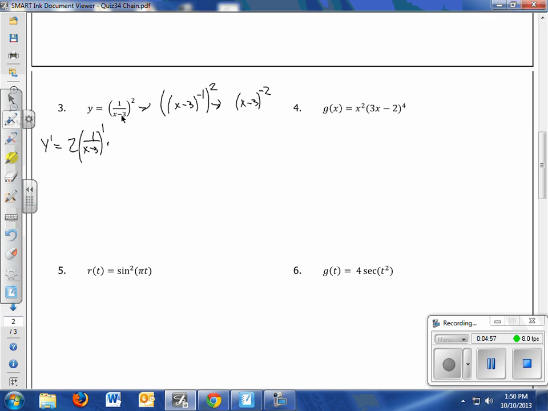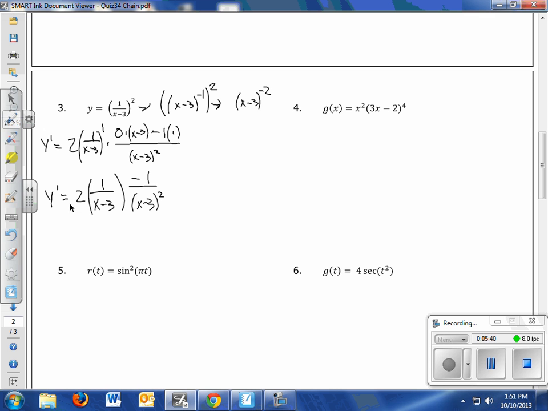Well, if I'm going to use the quotient rule, I got f prime g minus g prime f all over g squared. Well, let's start with f prime. The derivative of 1 is 0. So it's actually 0 times my g minus g prime times my f all over g squared. Well, that can simplify to be negative 1 over x minus 3 squared. So I have 2, 1 over x minus 3, and then I'll have negative 1 over x minus 3 squared.